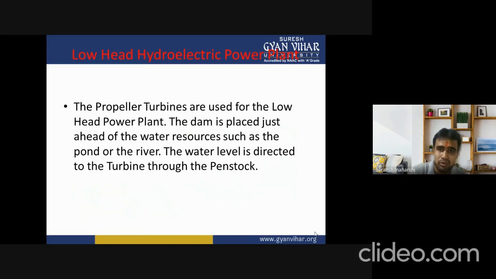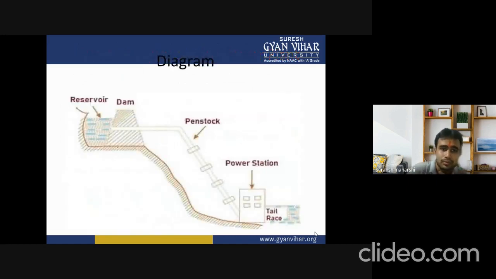This type of hydroelectric power plant, in which the penstock is connected through the lower part of the dam, is called a low head hydroelectric power plant. These types of hydroelectric power plants are used for reservoirs, rivers, and some particular applications. And this is the diagram of this concept.